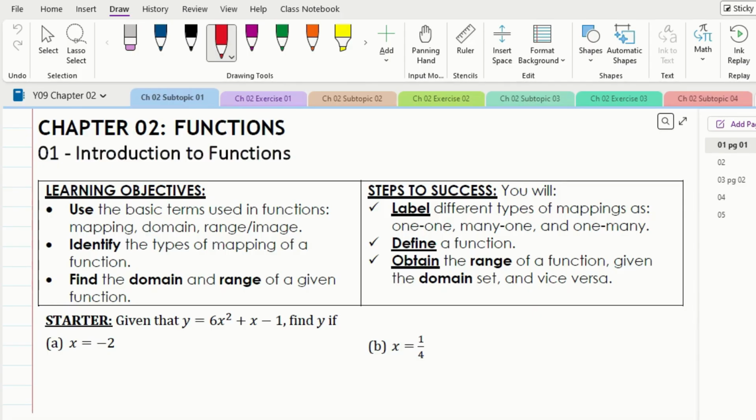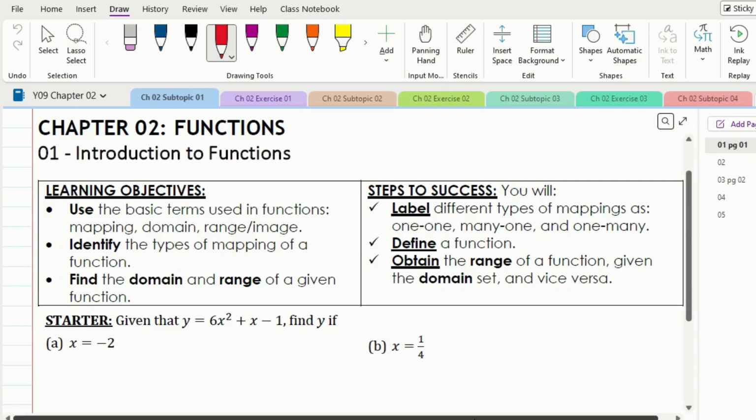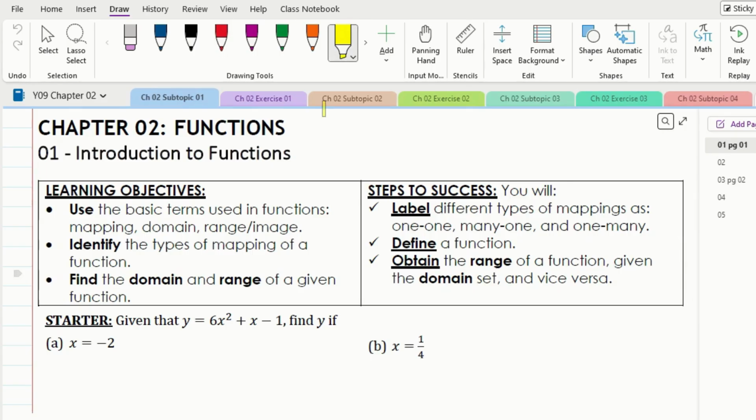So in this video we're going to cover an introduction to functions. The learning objectives for this topic are: you are able to use the basic terms used in function, mapping, domain, and also range, which is also called an image. The second objective is to identify the types of mapping of a function. And the third objective is to find the domain and the range of a given function.